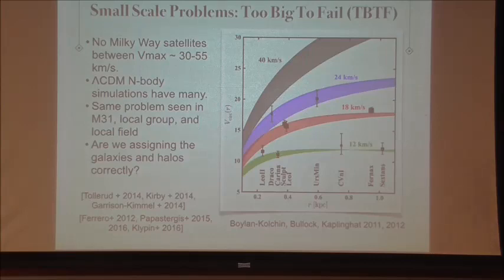So maybe your first gut reaction is, okay, maybe the Milky Way is weird. There's just one of them. We can go to our sister galaxy, M31, and you see the same thing there. You can go to the local group, look at objects that aren't bound to M31 or the Milky Way. There's a similar issue seen there, and you can even go further out into the local field where you find that dwarf galaxies are less dense than they should be. And so here's a number of citations showing that this happened.